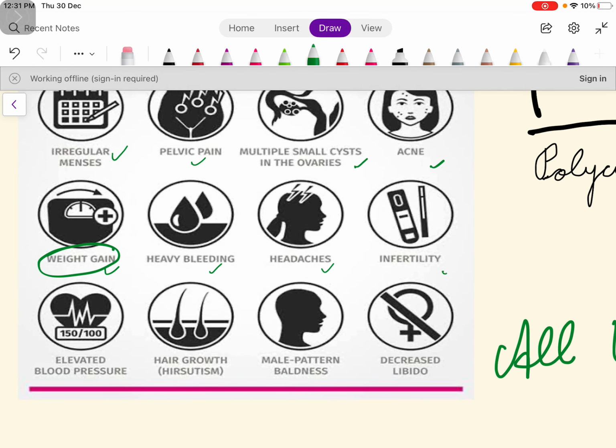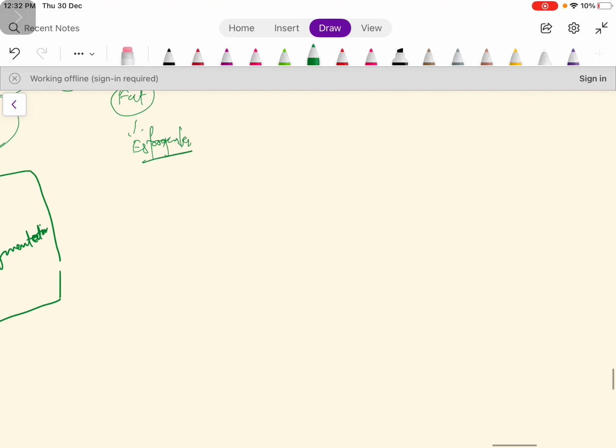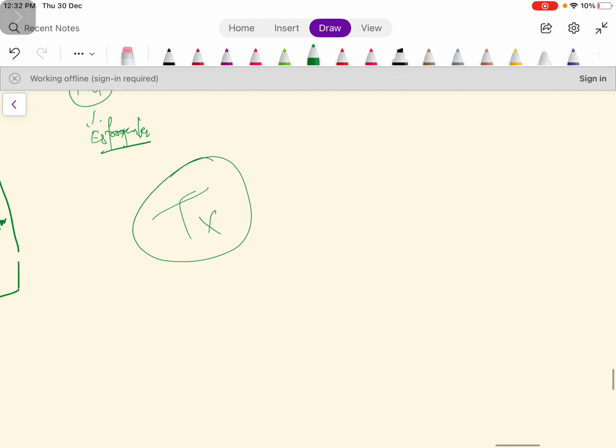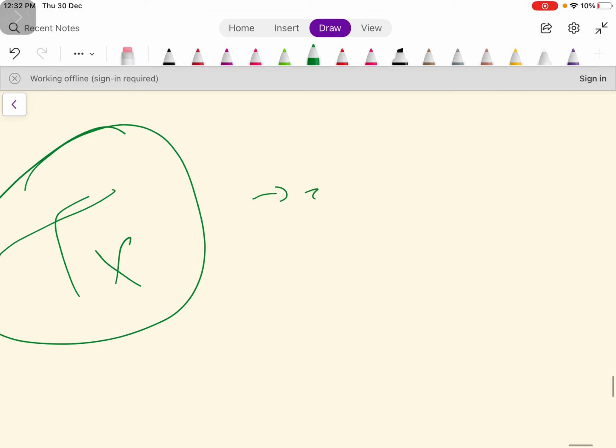Then there will be heavy bleeding. I already explained you this. There can be headaches, infertility because of anovulation, elevated BP, hair growth, hirsutism, male pattern baldness because of androgen, and decreased libido. So these are all the features. So let's discuss the treatment. So treatment is weight loss, right?